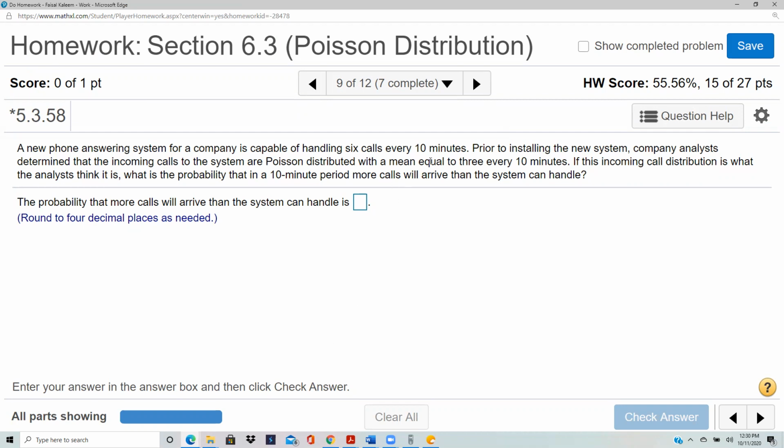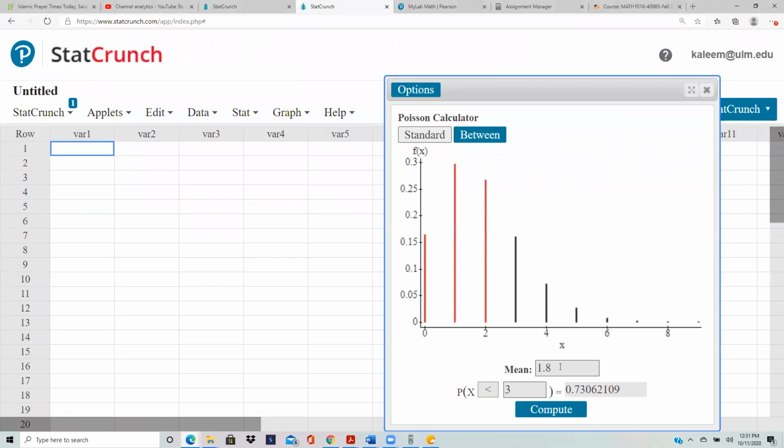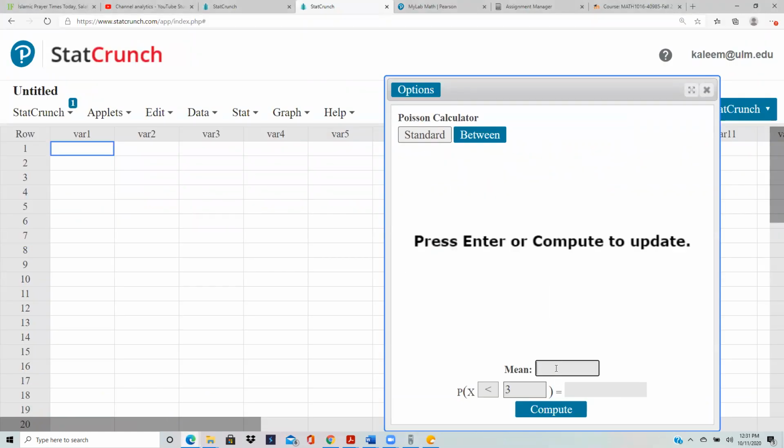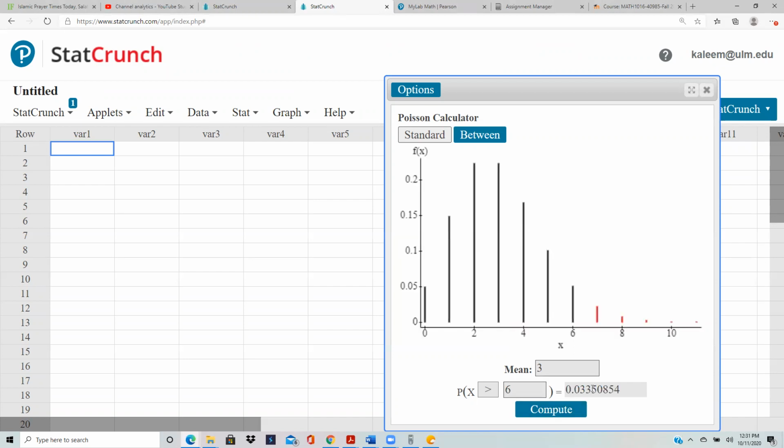So mean is equal to 3, and you want the probability of more calls than the system can handle. So the system can handle 6 calls. So you want the probability of more than 6, because more calls than the system can handle. So x is greater than 6 and mean is 3. X is greater than 6. 0.0335.